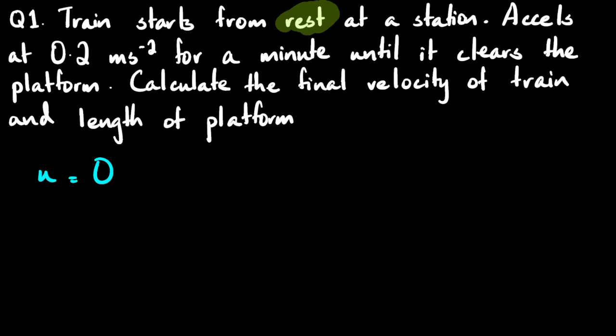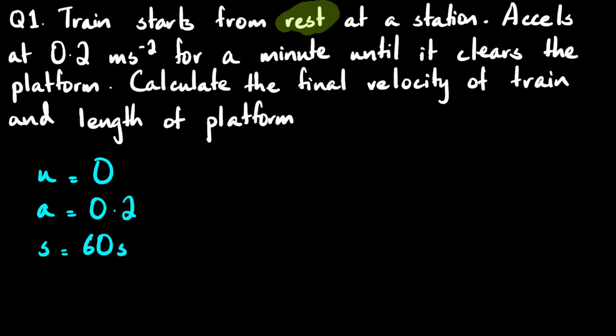Because once you do this, it will be very easy for you to then single out which equation of motion to use in each case. It then accelerates at 0.2 meters per second square. So now you also know that the acceleration is 0.2 for a minute, right? So for 1 full minute, so the SI unit for time is seconds. So this means a time of 60 seconds until it clears the platform. Calculate the final velocity of the train and the length of the platform.